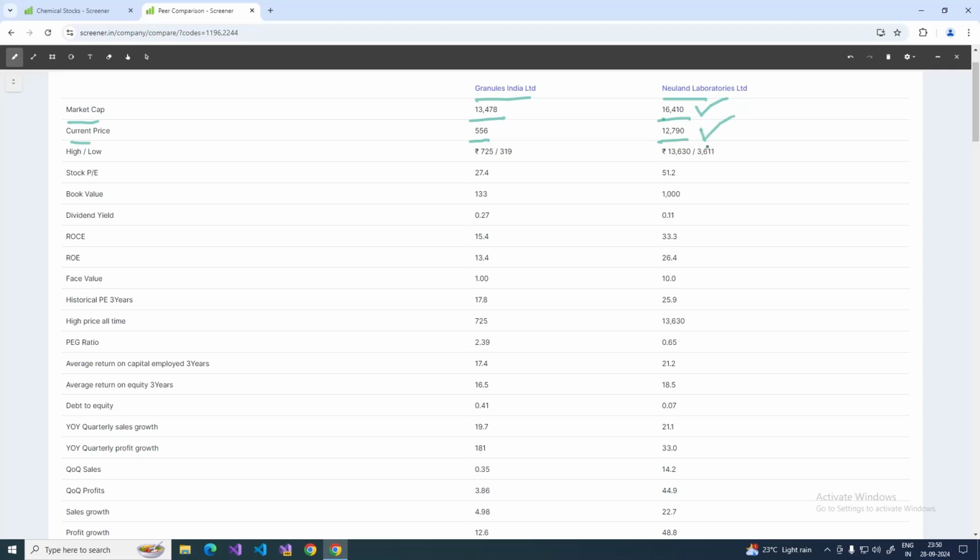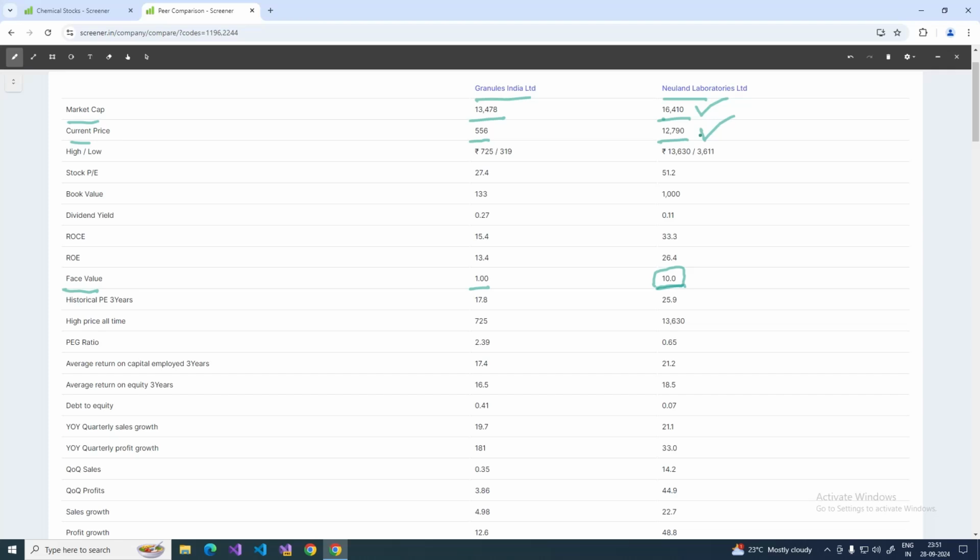We need to check why it's higher. So if you check face value, Granules is 1 rupee and Neuland Laboratories is 10 rupees. That means Neuland did not split. So here face value is 10, due to that one, the price is higher.